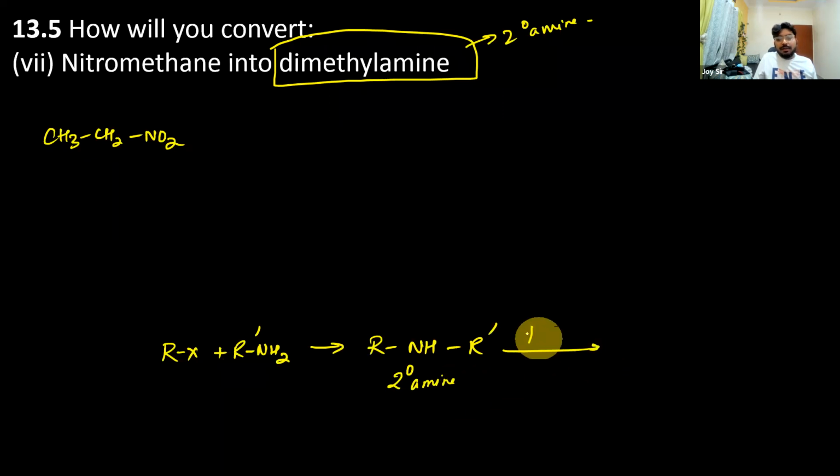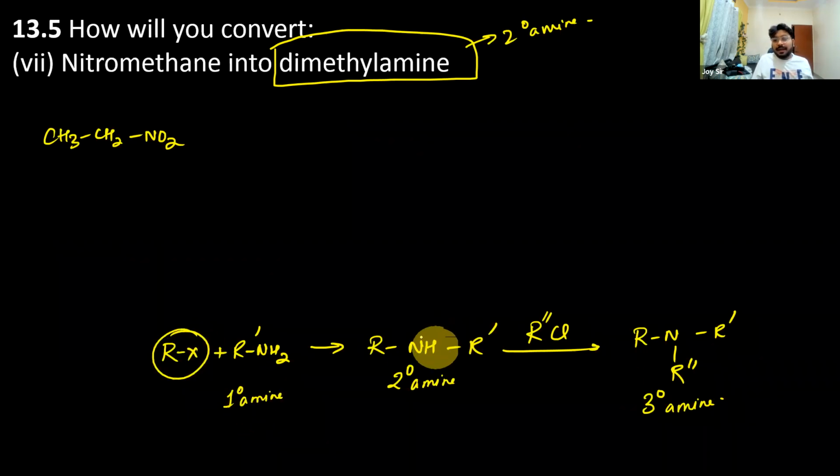To this 2 degree amine, if you again add, suppose, R'' Cl, it will become R NH R', and then R'' comes, H2 goes off. Okay, this is what will be produced. So you are increasing the degree of the amine. From 2 degree amine, you have created a 3 degree amine. You started with 1 degree amine by using what? RX. RX means haloalkanes.